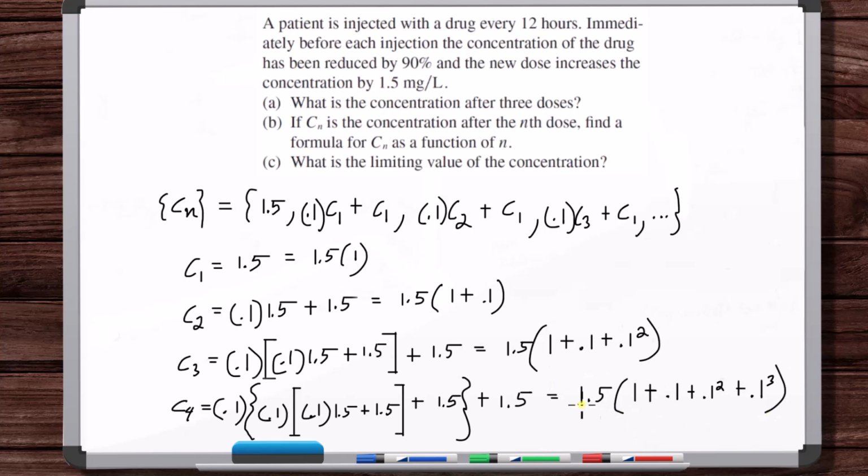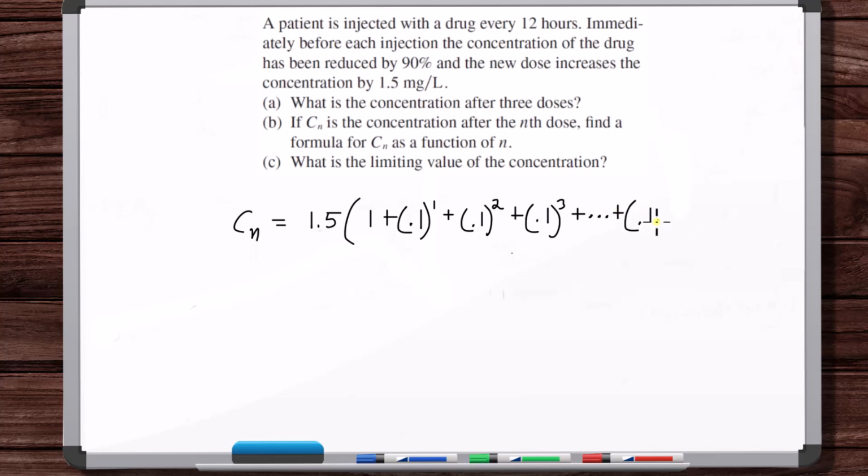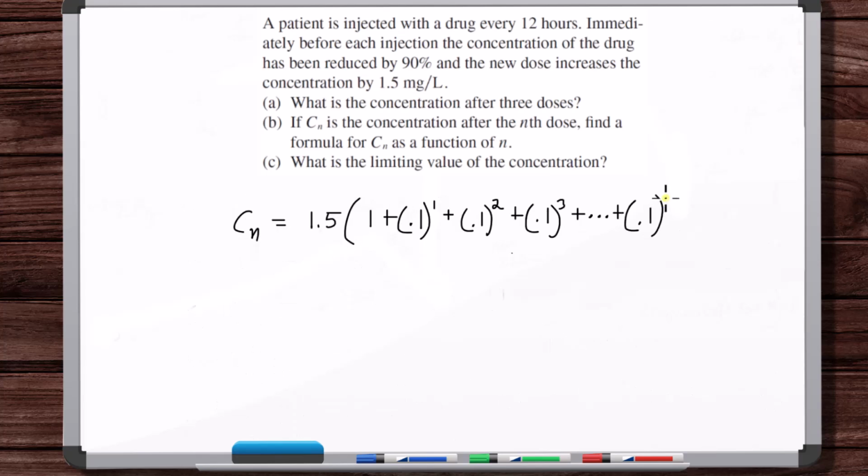Okay, and so we can see what the pattern is. C sub n is going to be 1.5 times 1 plus 0.1 to the first power plus 0.1 to the second power plus 0.1 to the third power. And then we would go all the way to 0.1 to the n minus 1 power. We ended here with the cubed, and this was C4.